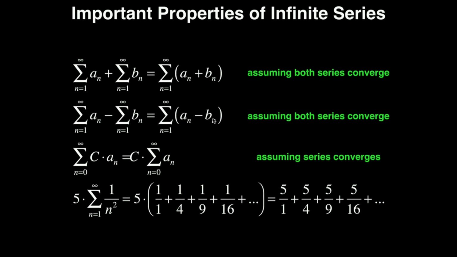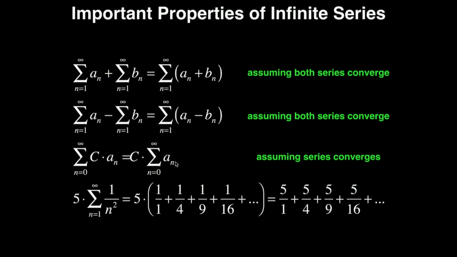Okay? Very important. But one of the most important ones that we'll actually see later on, particularly with things like the power series, radius of convergence, and so forth, is, let's say you have the series from n equals 0 to infinity of c, some constant number, like a 5 down here, times a sub n. Well, it turns out that any constant number you can pull out in front of the series. So this is the same as c times the series from n equals 0 to infinity of a sub n, assuming a sub n converges.